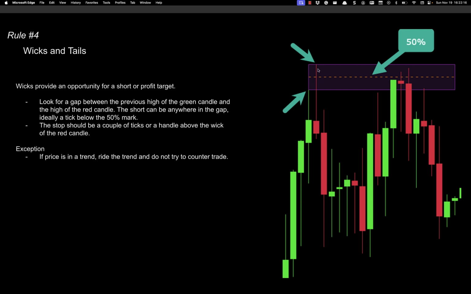Wicks and tails. So I find this to be more true than not. I'm not perfect at it, but what I notice here is we got a green candle here, red candle here. Again, 15 minutes. And what I will do is I'll draw my box between those two wicks. And I have my box set up to automatically put a 50% line in there. And my entry will be on that 50% line. My stop will be right above this red wick, or maybe a handle above it, just in case price actually traded through and then rejected, took stops out.